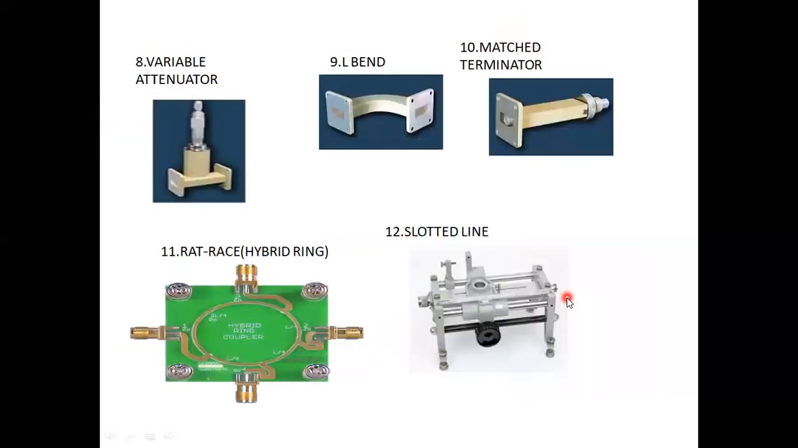And then this is a variable attenuator. Already you know that this is an L bend, and this is a matched termination to match the waveguide termination. That is a terminal equipment, and this is a slotted line. And this is a rat race or hybrid ring. So these are the various microwave passive components.